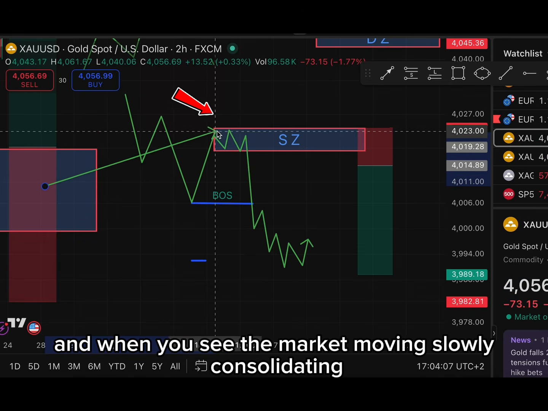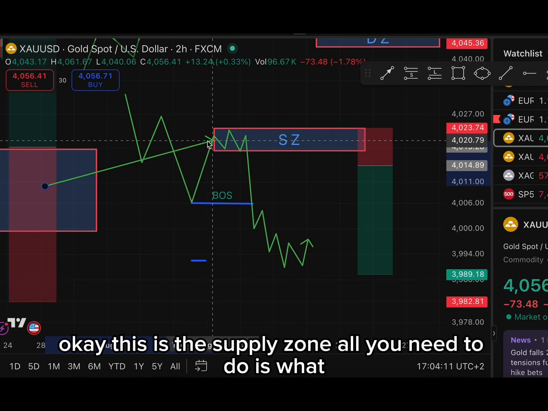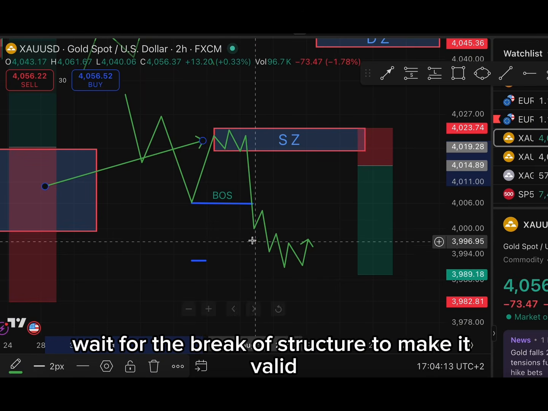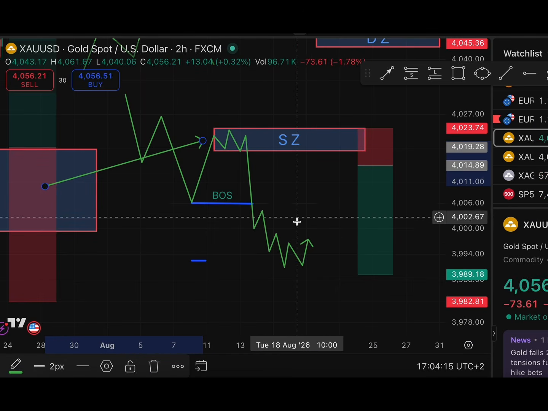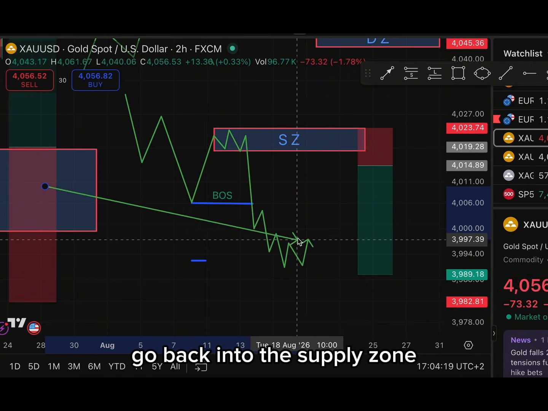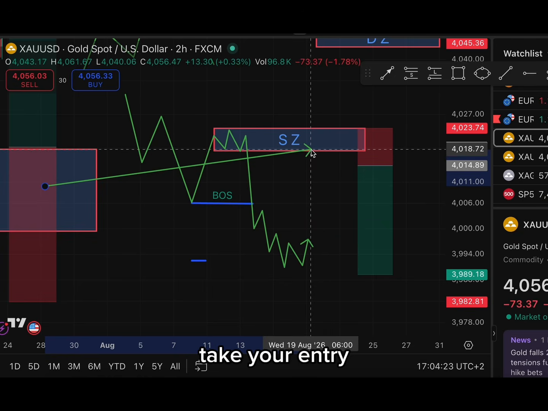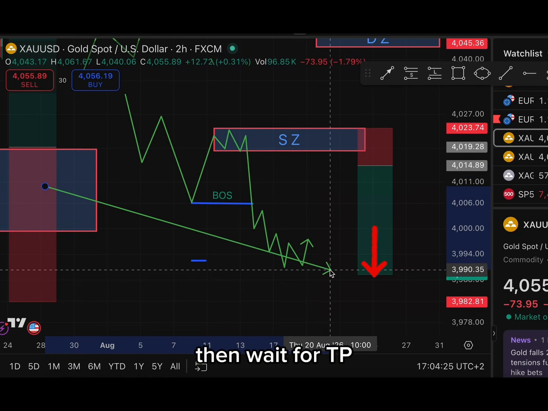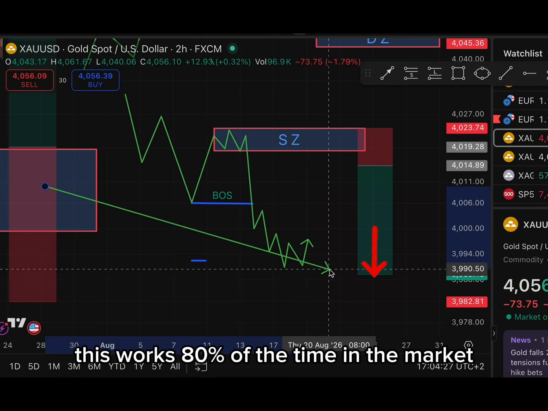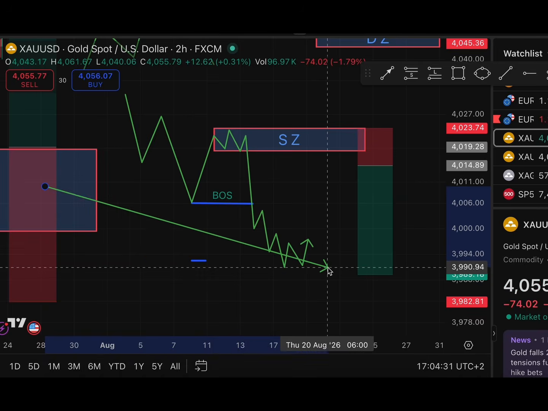And when you see the market moving slowly, consolidating, okay, this is the supply zone. All you need to do is what? Wait for the break of structure to make it valid. Then you wait for the market to do what? Go back into the supply zone. Take your entry. Then wait for TP. This works 80% of the time in the market.